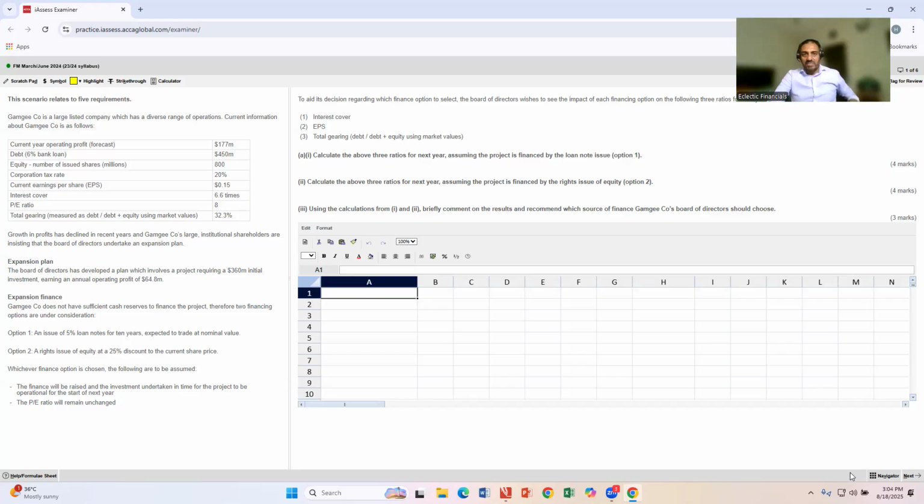Students, can you please apply this? Is this clear?